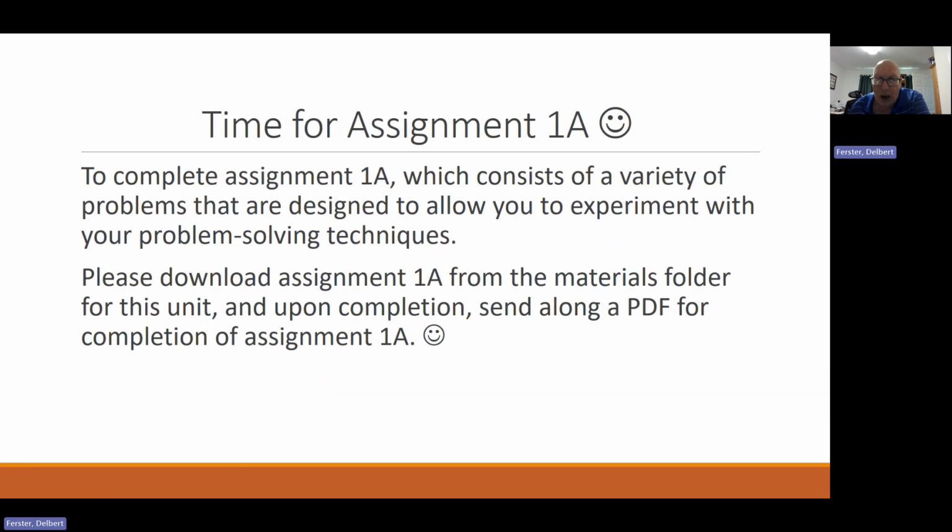All right, your first assignment from Unit 1 is a selection of problems, much like the ones that you've encountered on the slide so far.